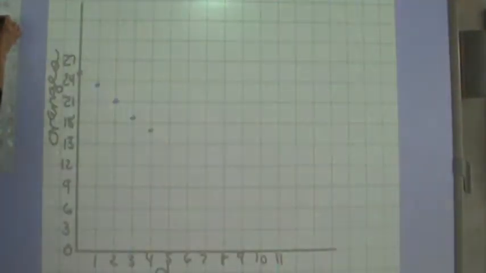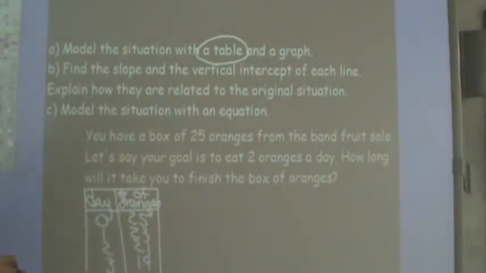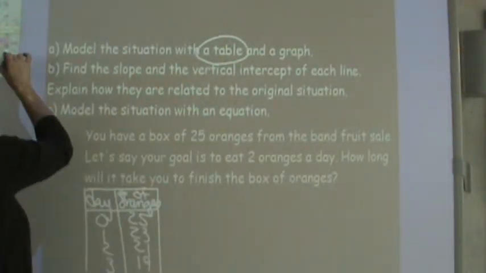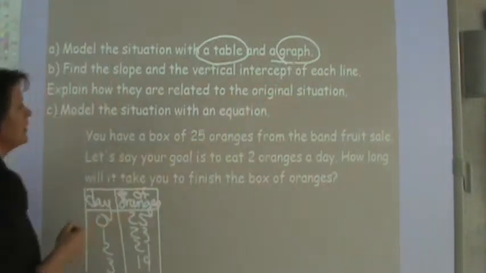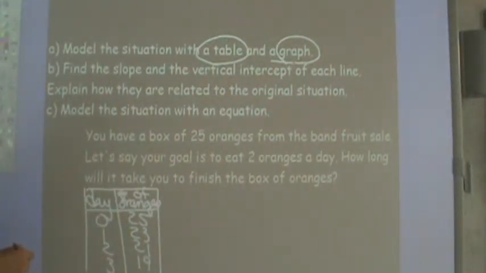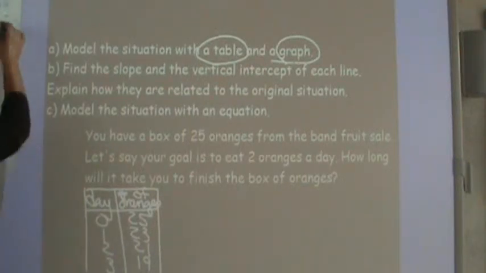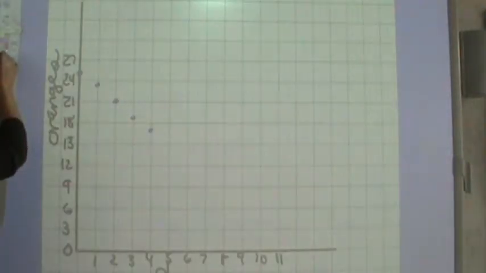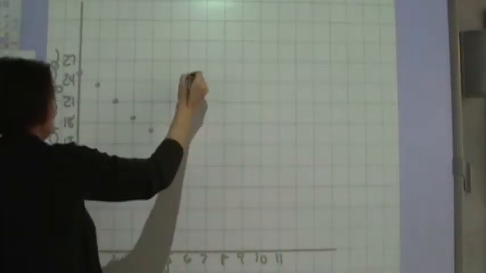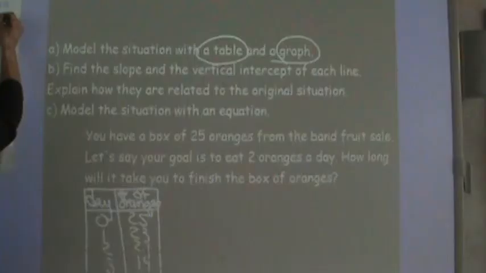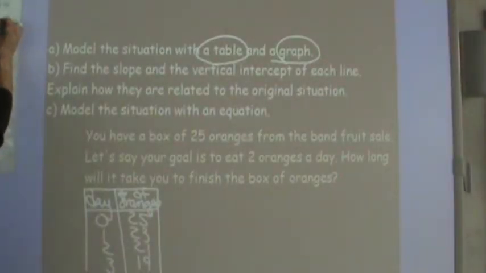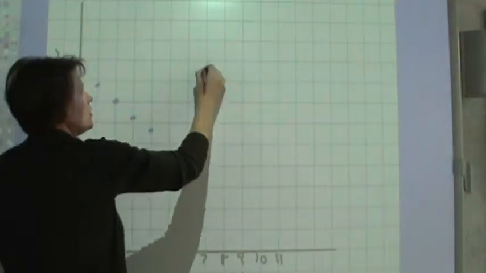Oops, back to the problem. So that would be our graph. We did that. I didn't complete it, but you get the idea. And then find the slope and the vertical intercept of each line. Explain how they're related to the situation. Okay, so let's go back over here. We had the slope, that's what it asked for, right? Slope and vertical intercept.